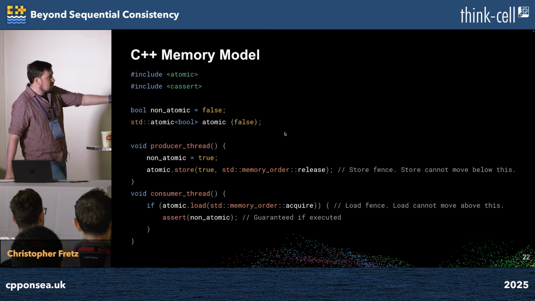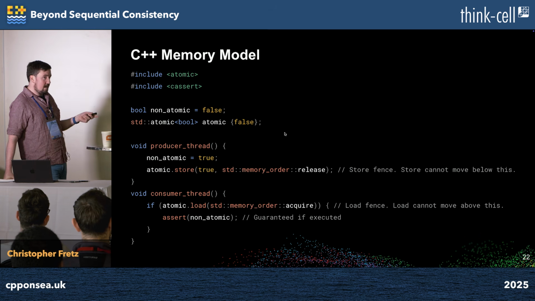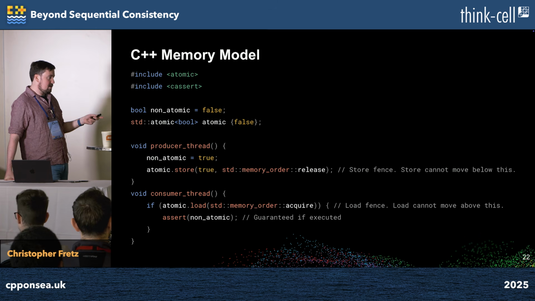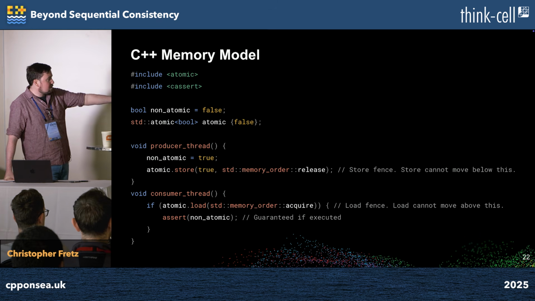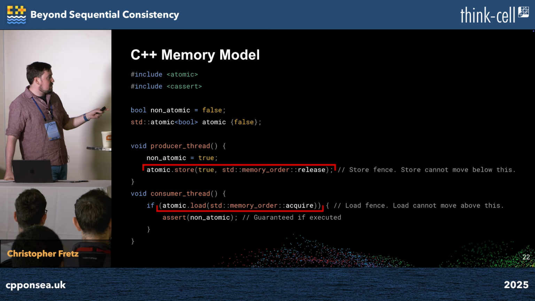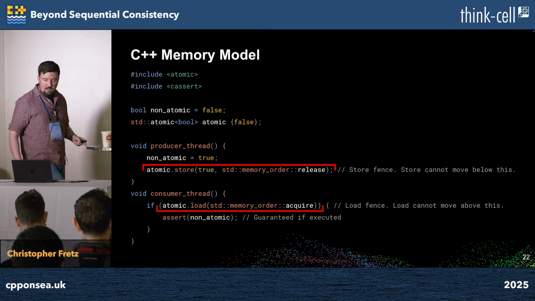Producer thread stores true into the non-atomic boolean and then stores true into the atomic boolean with release ordering. Down in consumer thread, we load from the atomic with acquire ordering and then try to assert that the non-atomic is set. You can see the memory_order_release and memory_order_acquire; these statements implicitly set up a memory fence.